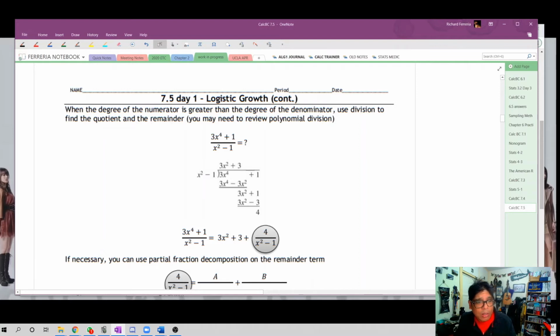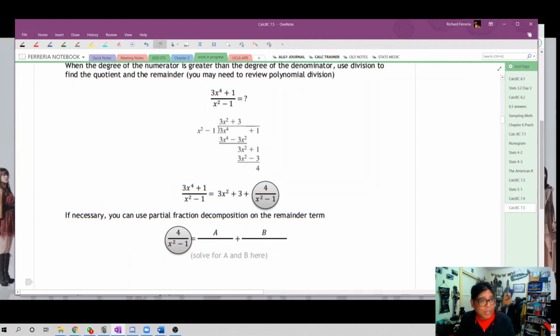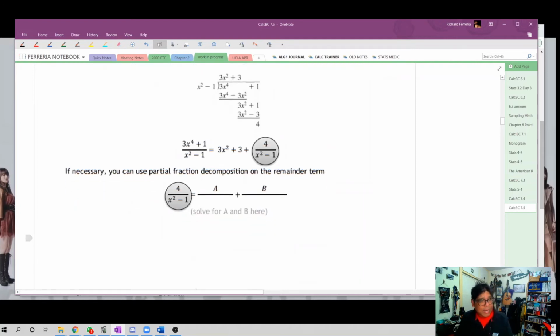Now when we take a look at this 4 over x squared minus 1, this is perfect for a partial fraction decomposition. Now the antiderivative of 3x squared plus 3, that's pretty easy. We did that weeks ago. So now let's go ahead and go through this exercise to figure out our partial fraction. First thing is to factor that denominator. We get 4 over x minus 1 times x plus 1.